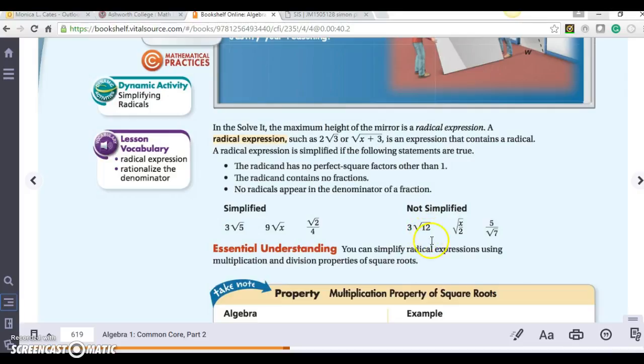I can simplify this 12. Square root of x over 2. I have a radical in the denominator. And 5 square root of 7. There's a radical in the denominator. I can't have it like that.